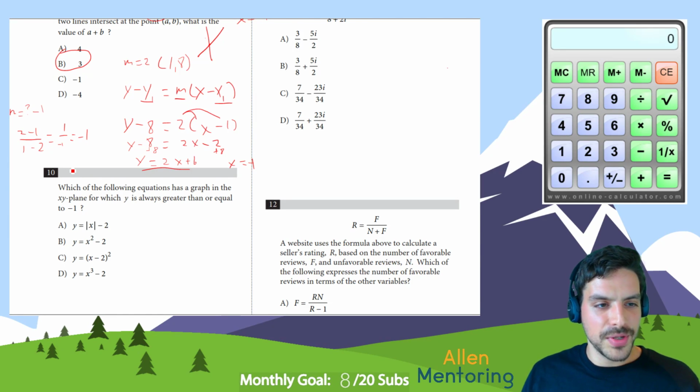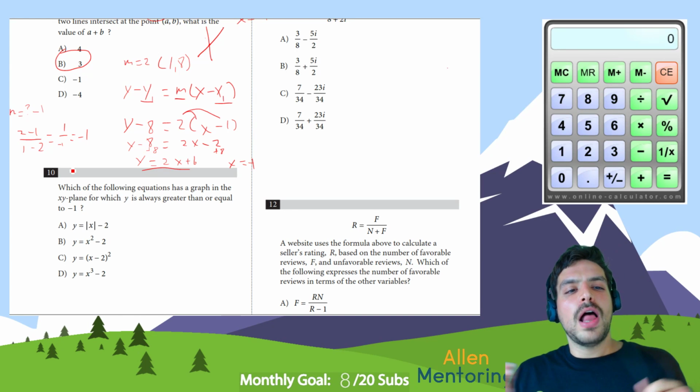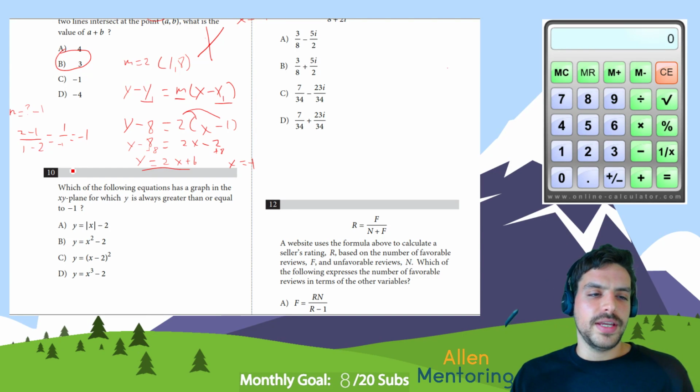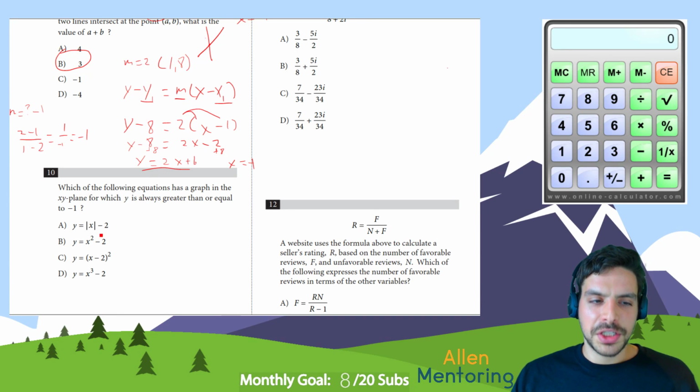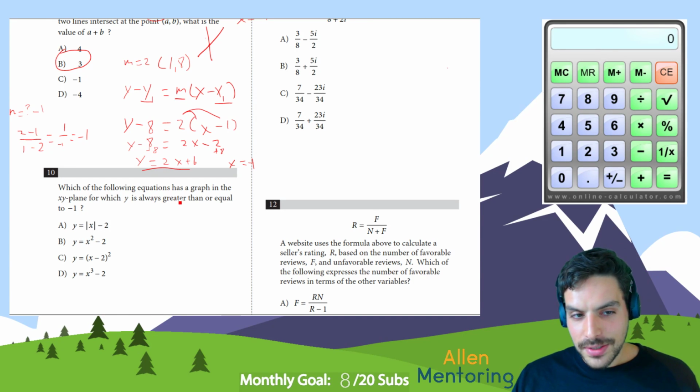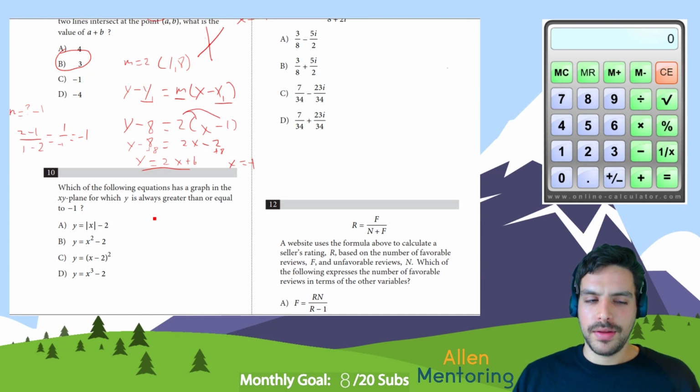All right, so let's look at number 10. Which of the following equations has a graph in the xy plane for which y is always greater than or equal to negative 1? So this is kind of a fun problem. The way I like to think of this is, can you prove 3 of these wrong? That's really our goal. Can you plug in an x such that y is not always greater than or equal to negative 1? That's our goal. So in this case, I could plug in 0.